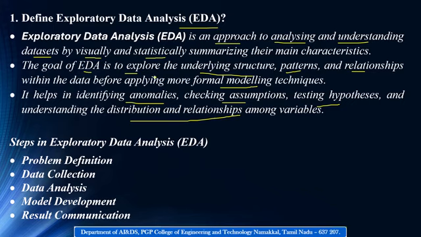Then you can see the steps. What are the steps available in EDA? Totally there are 5 different steps. The first one is problem definition. You don't need to write what problem definition is here because it is only a 2 mark question; we can learn about it in part B, the long answer questions. The second step is data collection. Third is data analysis, then model development, and then result communication. So these are the 5 different steps of EDA.